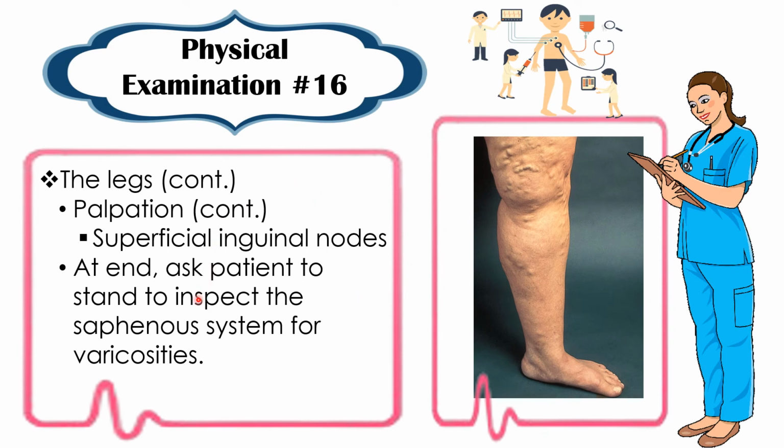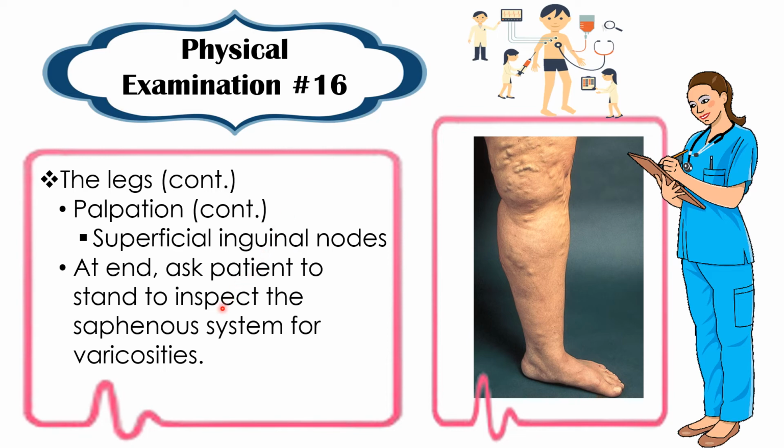To continue with our physical examination of the legs, palpation: you can palpate for the superficial inguinal nodes, including both the horizontal and the vertical groups. You have to note their size, consistency, and discreteness. You also note if there is tenderness or if they are non-tender.